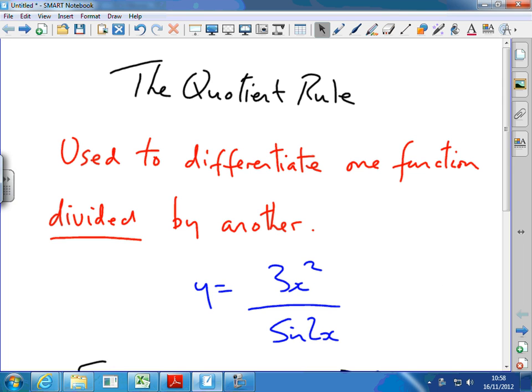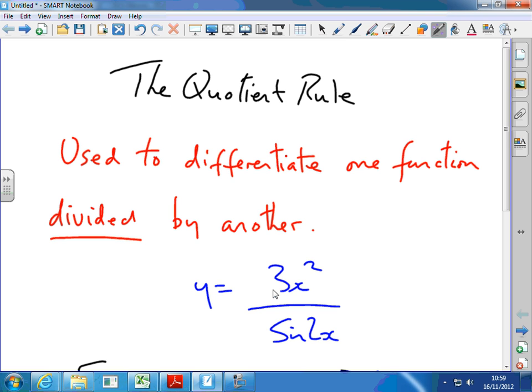This quotient rule, then, is used to differentiate when we've got one function divided by another. And again, before you automatically use the quotient rule, if the two functions could be tidied up, then tidy up algebraically. You know, 3x squared divided by 2x, you tidy that up. But if I've got two perfectly distinct functions, 3x squared divided by a completely separate function, sine 2x, then I'd have to use the quotient rule.